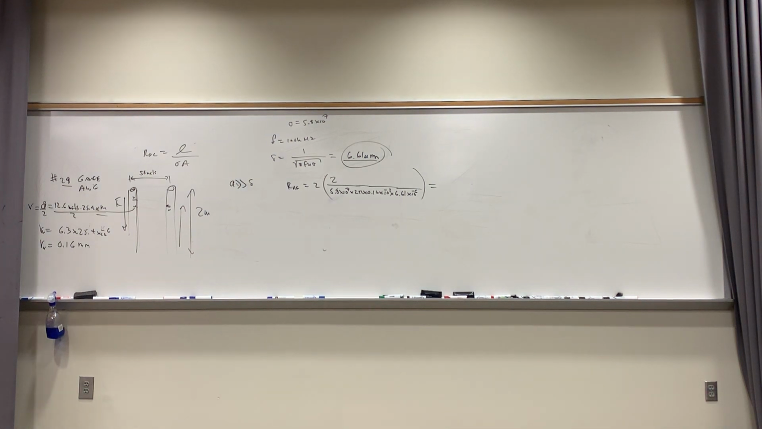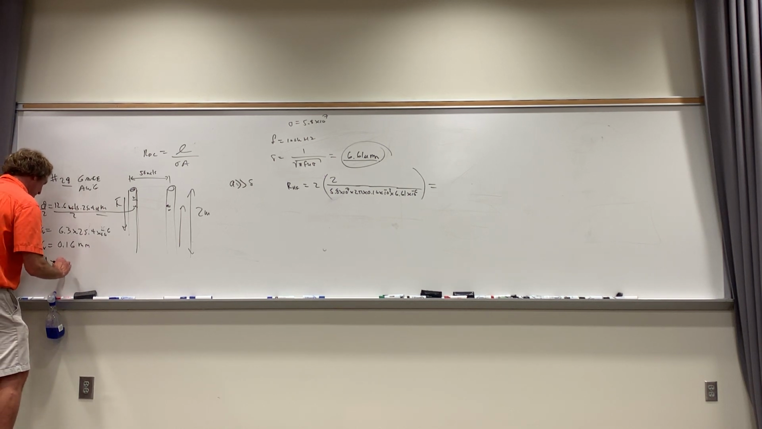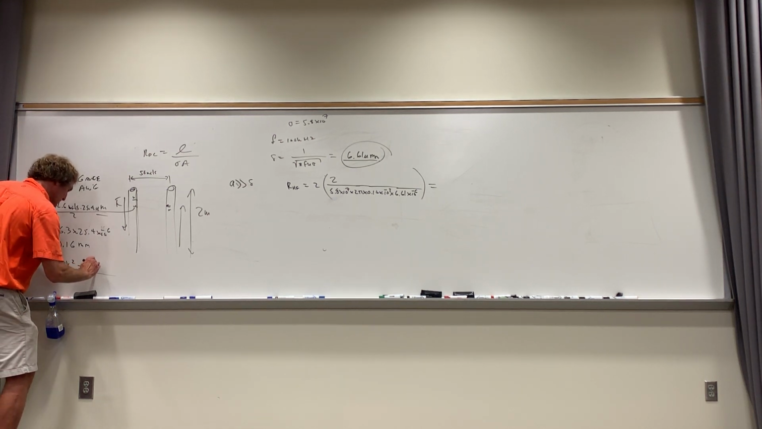Wait a second, is this right for 28 gauge wire? 28 gauge wire, 12.64 mils would be the diameter. Divide that by 2. That's 6.32, yeah, that's right, for the radius. That means the area would be pi r_w squared. Give me that number. 8 times 10 to the minus 8. 8.04, yeah.